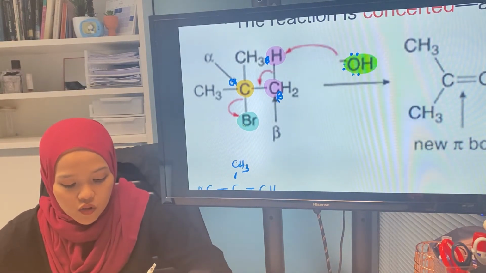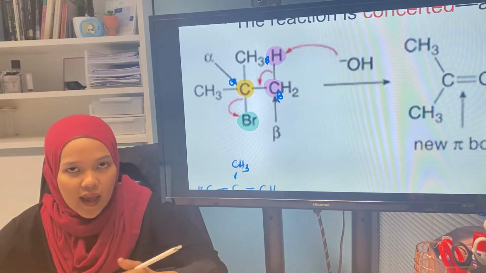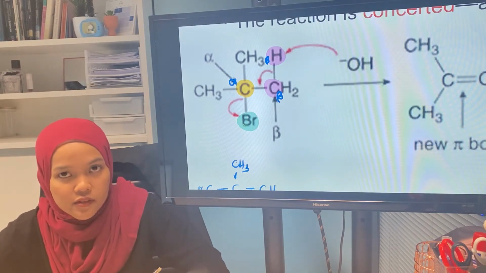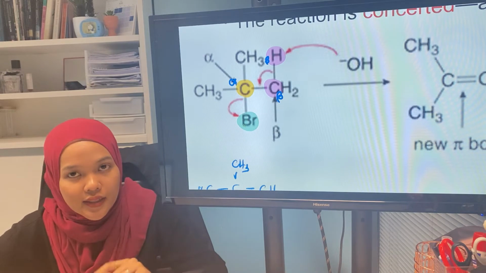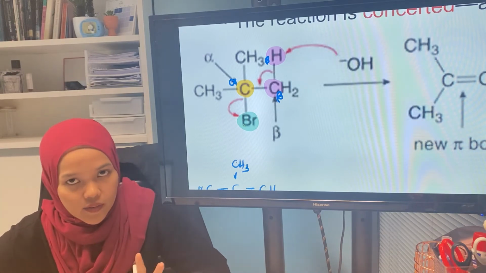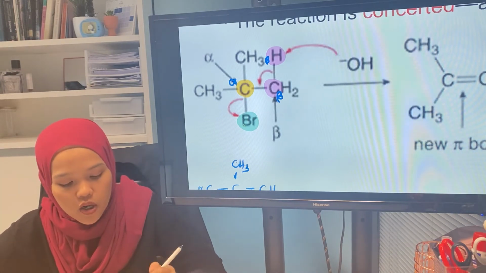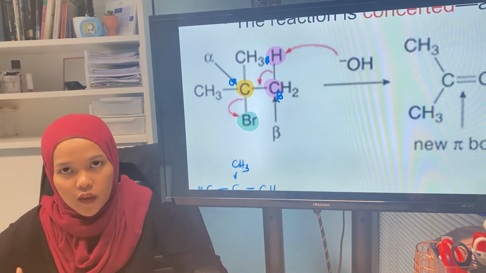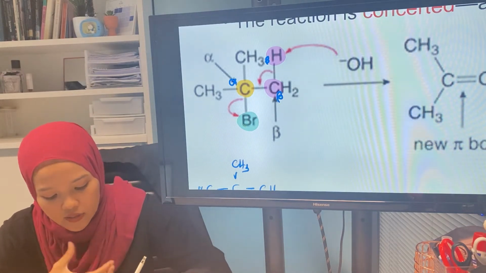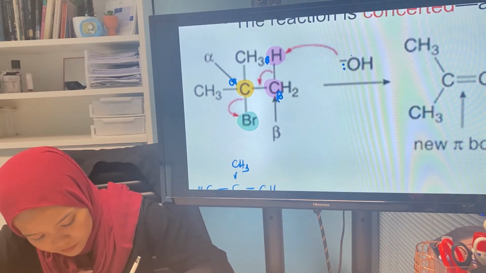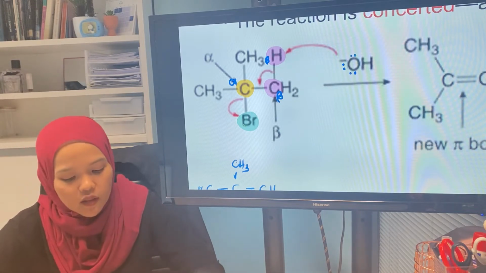If not, you can just pull the arrow coming from the negative charge, because that negative charge indicates the lone pair. That is fine as well. That depends on you. For me, I like to draw the lone pair, so I will draw the lone pair. Okay, so this is the lone pair.